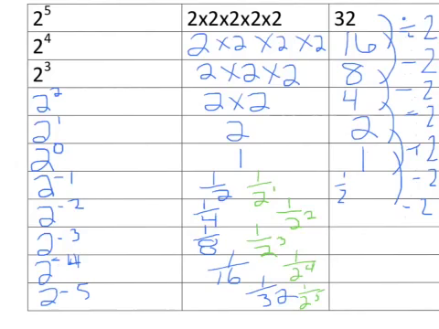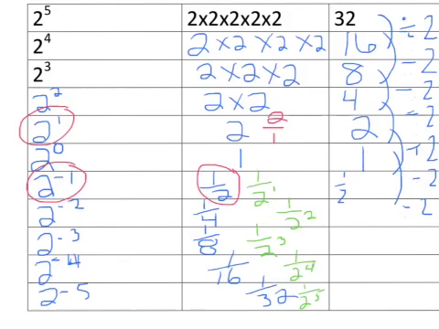So now if you think this through, you might notice something. Notice that 2 to the negative 1st power is almost the same as 2 to the 1st power. The only difference is that it's the inverse. 2 to the 1st power is 2, or 2/1, and 2 to the negative 1st power is the inverse, 1/2.